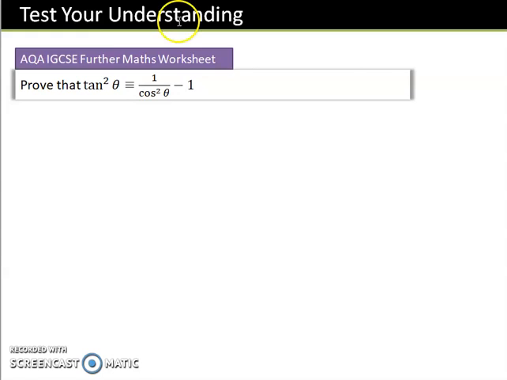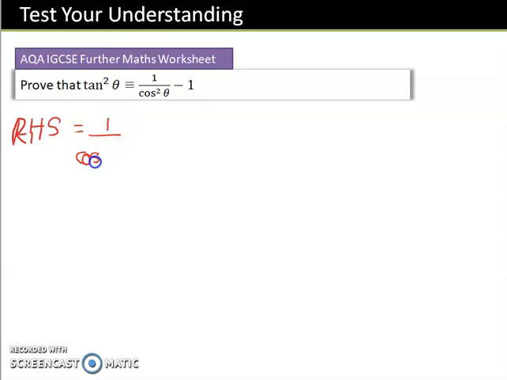Have a go at another one, just to make sure. I haven't got much more time, but we'll give this a shot. Prove that tan squared theta is equivalent to that. Now, I might this time start with the right hand side, because I've only got one term on this side and I'm not really sure what to do. And that makes it a little bit tricky, but you could do it the other way around.